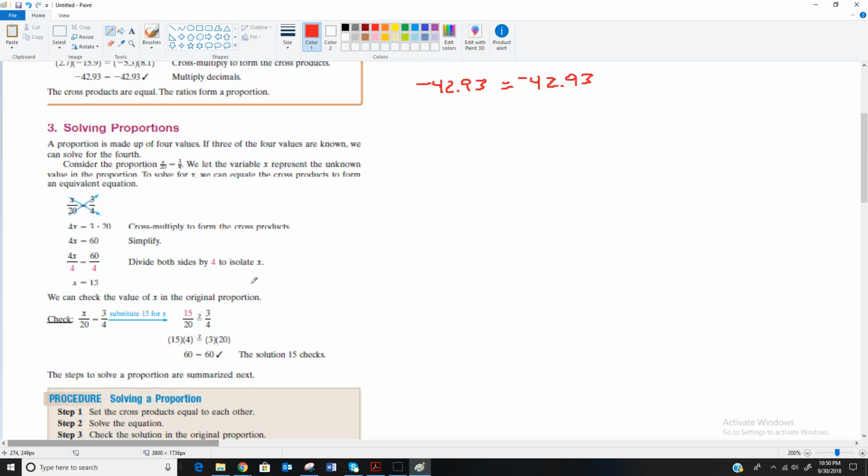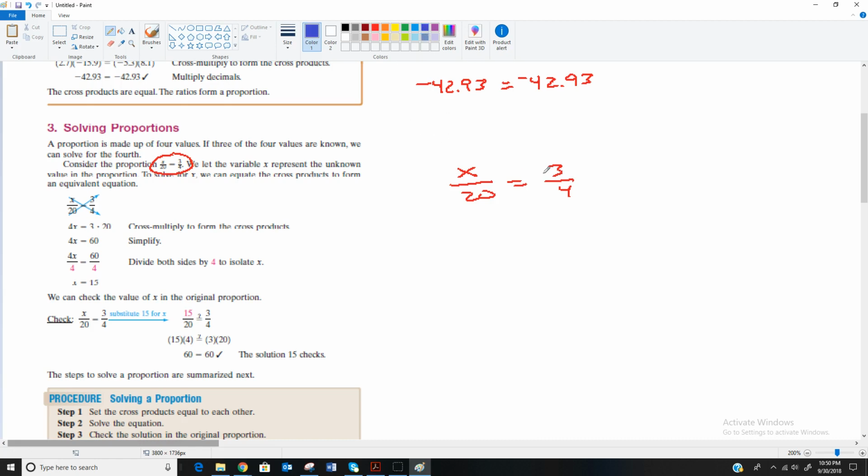So now if we want to solve a proportion, that means that we want to find a missing number. So in this case, it says consider x over 20 to 3 to 4. I know that's hard to read. What would I have to put here to make this an equivalent proportion or a true proportion?